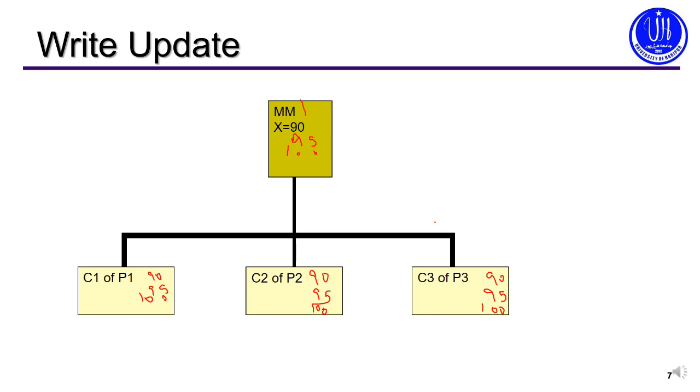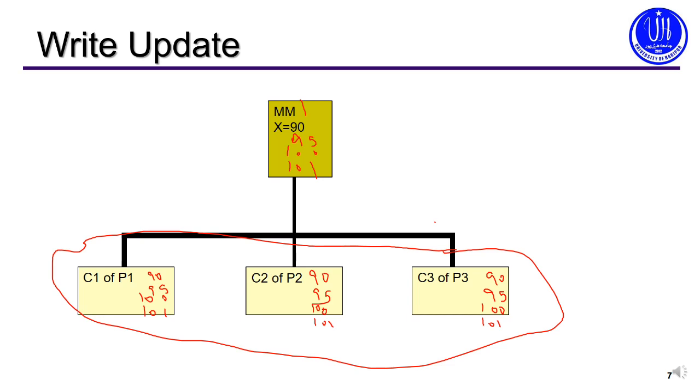Suppose now processor P1 has started some work on it, and it makes the value 101. So it will send the value here 101, also here is 101. Suppose it is write through, so it will also send the value as 101. So such type of write policy is called write update, write through.